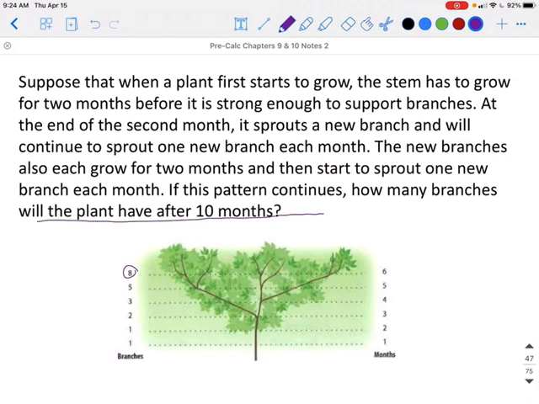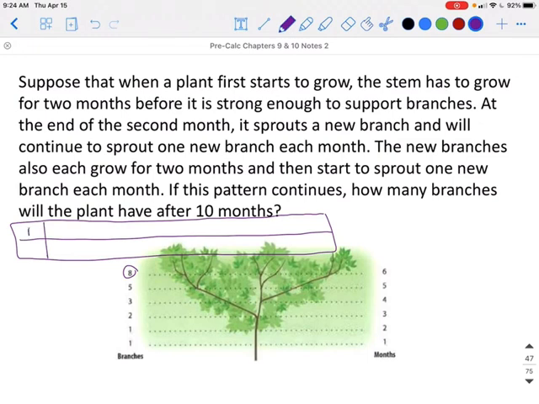So let's turn this into a table. We have the number of months, let's make that an M for months, and we have the number of branches. So after 1 month, we have 1 branch. After 2 months, we have 1 branch. After 3 months, we were at 2. 4, we were at 3. 5 months, we were at 5 branches. 6 months, we were at 8 branches. We need to figure out 7, 8, and 9 to be able to figure out what will happen at month 10.